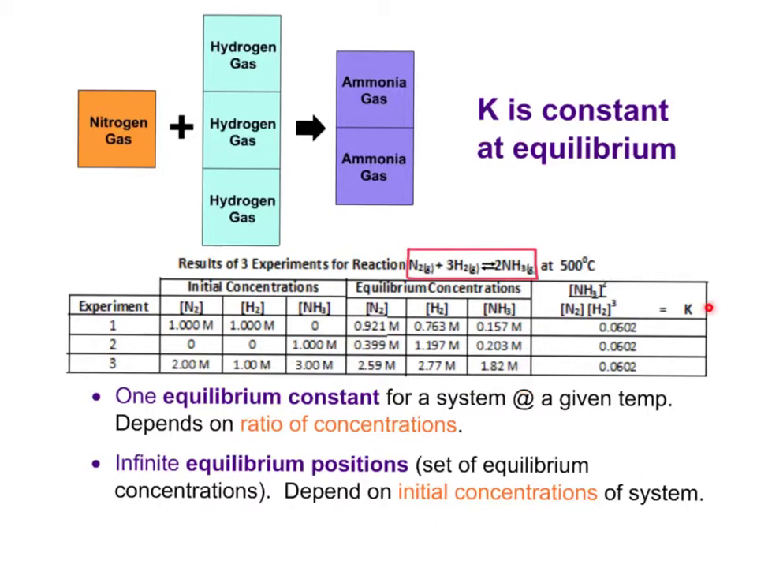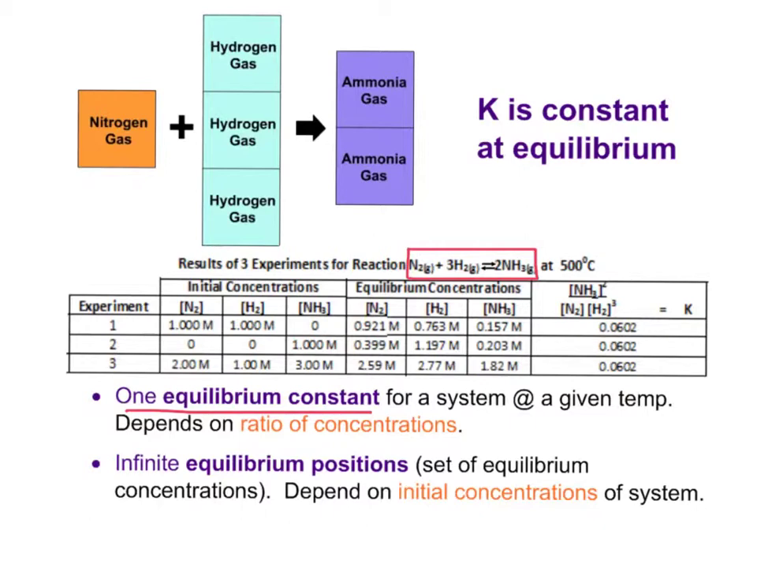However, when we calculate K and we plug these values into our equilibrium expression, the equilibrium constant is the same in each case, 0.0602. There are generally no units applied to K, just an FYI. It's important to know that there is one equilibrium constant for a system at a given temperature, because it all depends on the ratio of the different concentrations. And when that system reaches equilibrium, that K value will be the same.